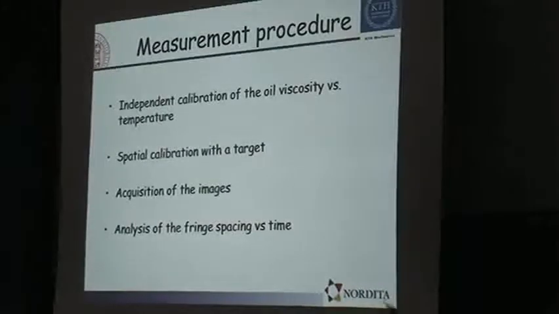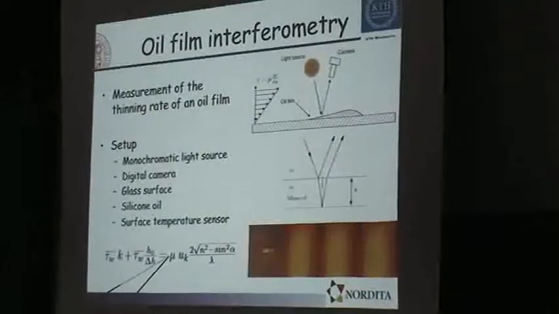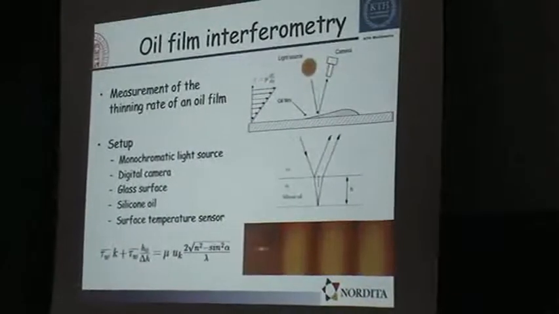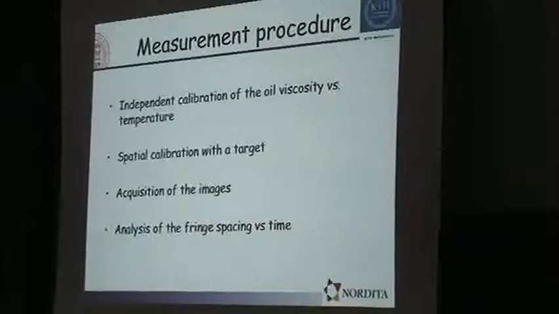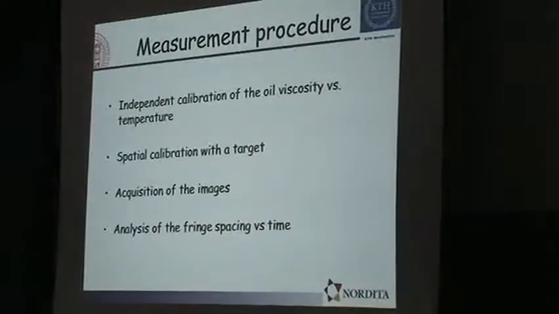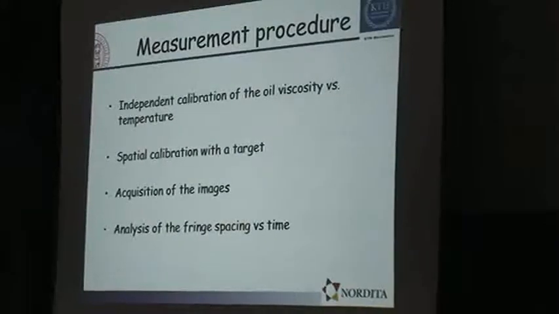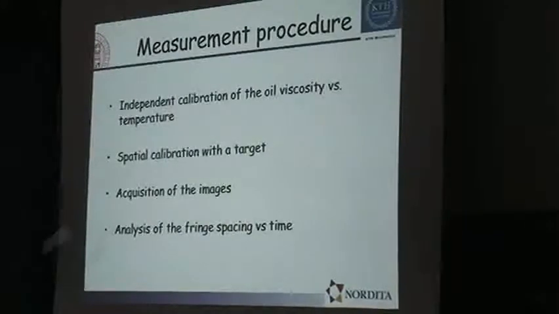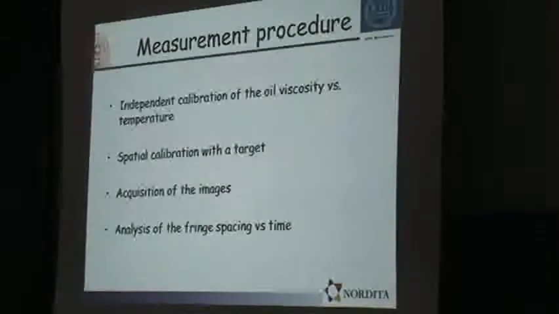So just going to talk about the procedure. First thing that you need to have is a very accurate calibration of water viscosity. As you have seen here, the viscosity of the oil enters directly into the equations for the determination of the wall shear stress. So you basically have to know it with an accuracy which is good enough for these measurements. Then you have to make a special calibration with the target. This is very straightforward. Apply the image and then you analyze the images.